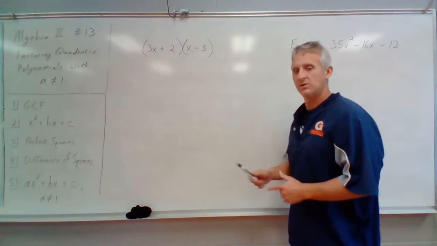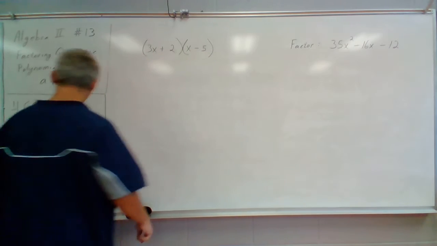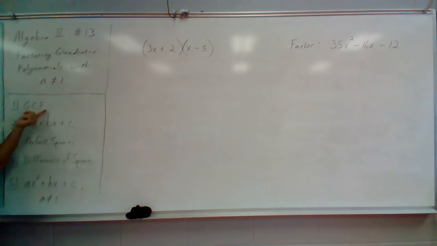All right, so last time we learned how to factor polynomials by factoring out a greatest common factor. We learned how to factor this basic trinomial, where the leading coefficient was 1, into the product of two binomials. We learned that sometimes when we factored these, we got a perfect square. And we learned how to factor the difference of squares.